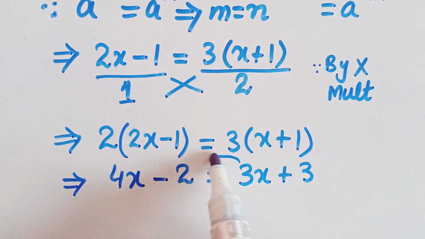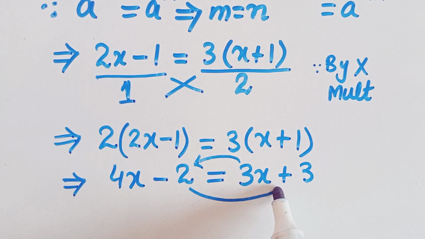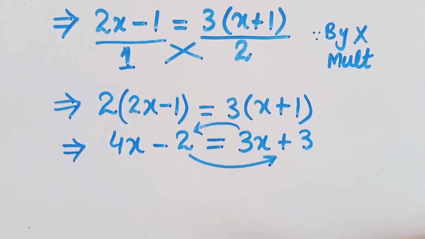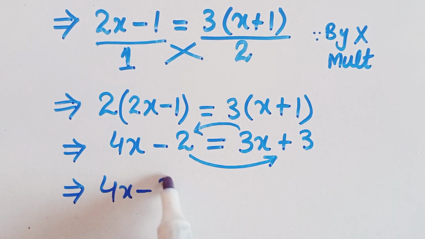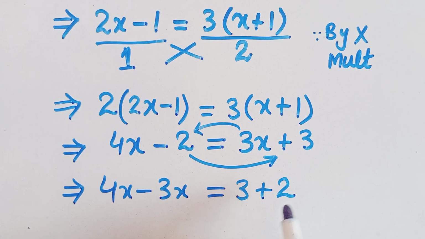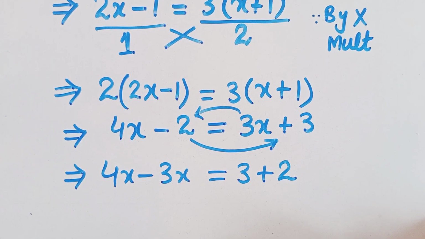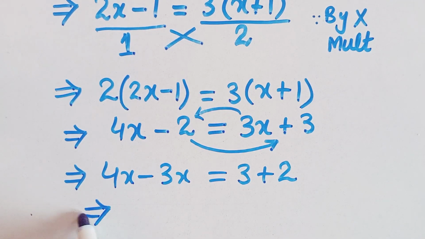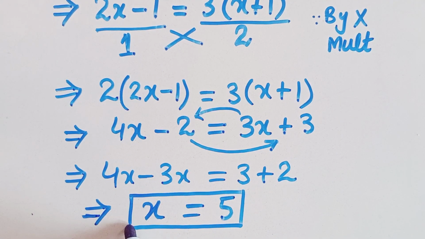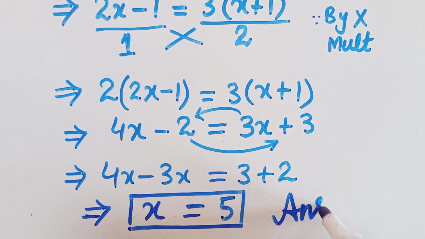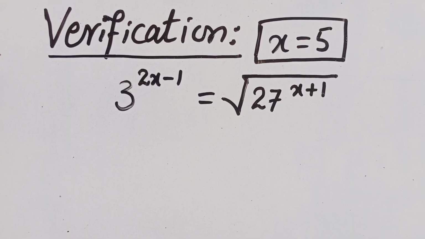Now shifting like terms to one side, that is 3x to the left side and minus 2 to the right hand side, and simplifying it, we can write it as 4x minus 3x equals 3 plus 2. Simplifying 4x minus 3x will become x equals 3 plus 2 is 5. So x equals 5 is our required answer for the given question, which involves exponents and radical symbol. We have simplified it for x.